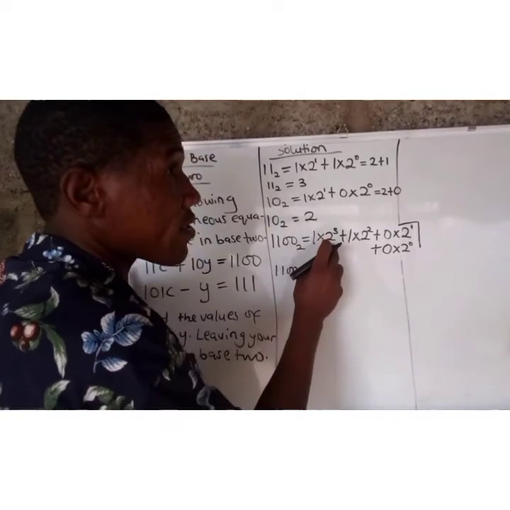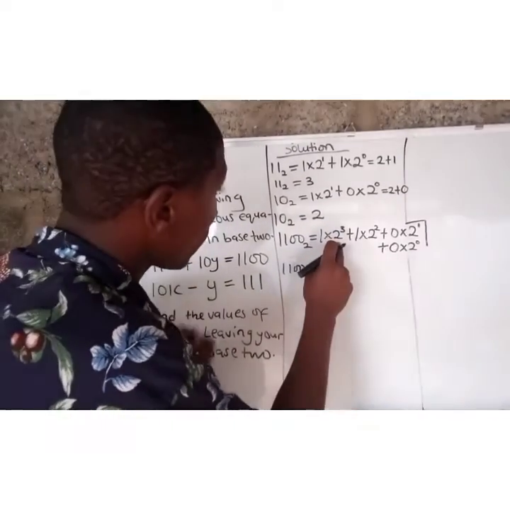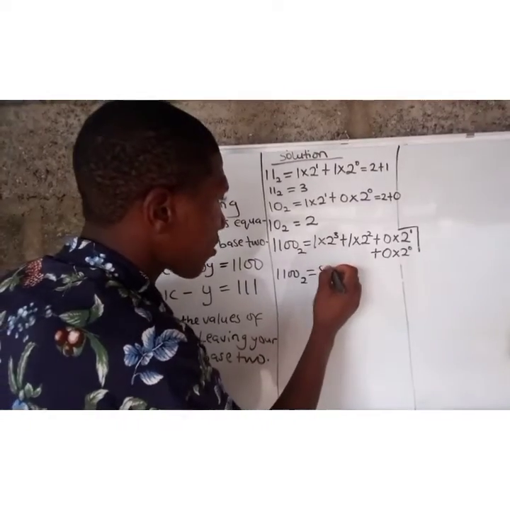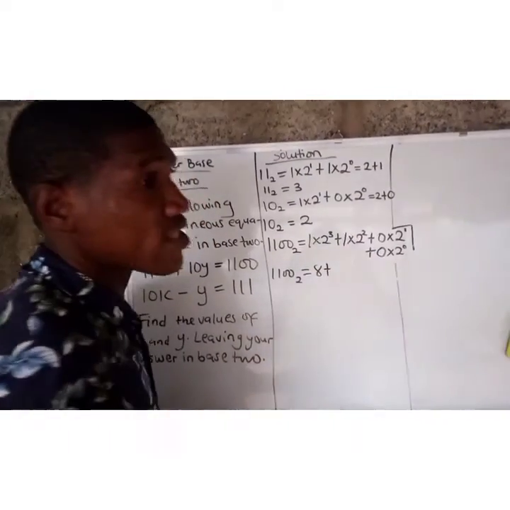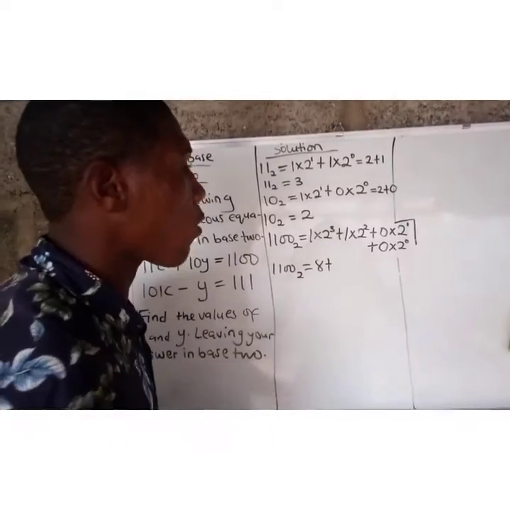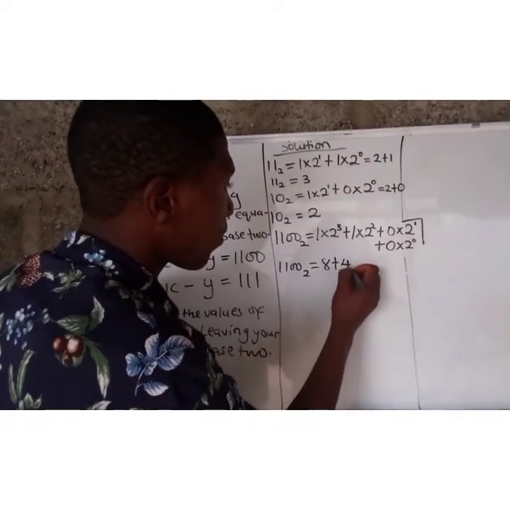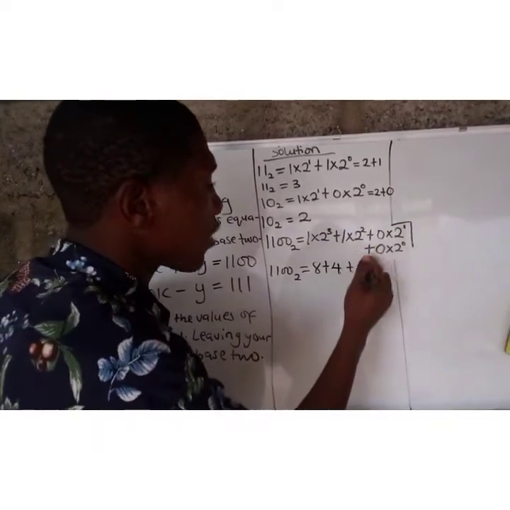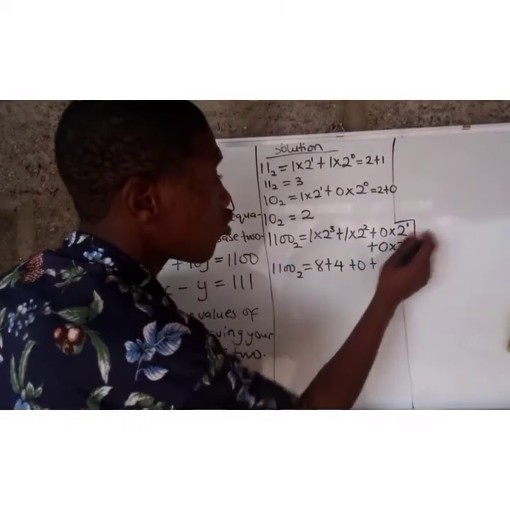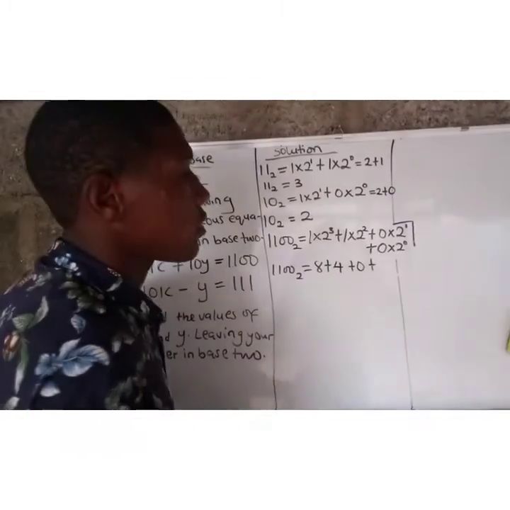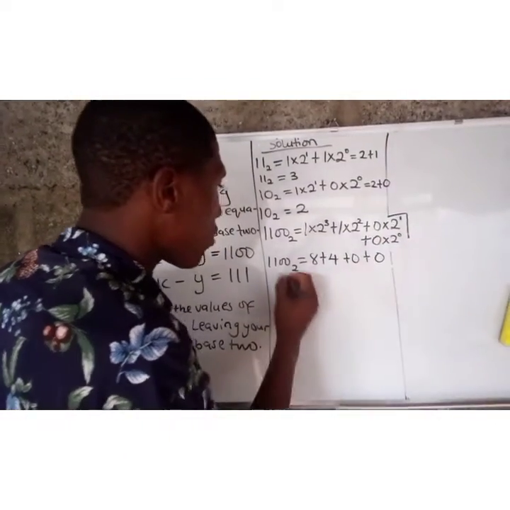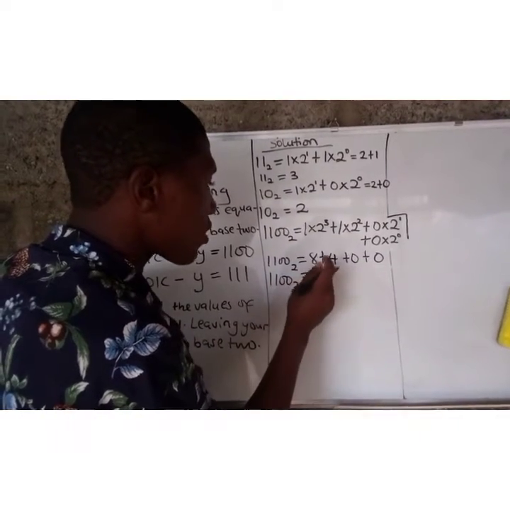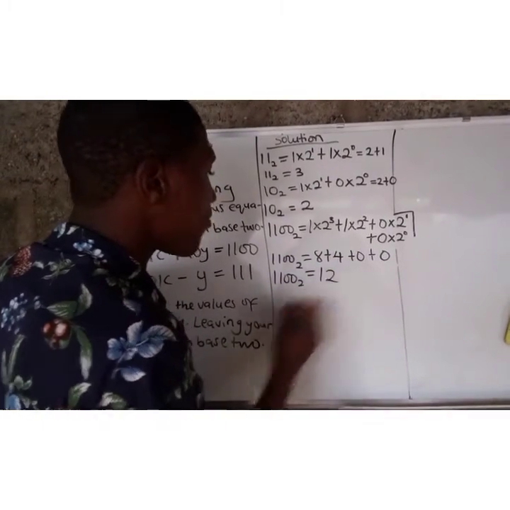2 raised to power 3 is the same thing as 2 times 2 times 2, which is 8. 8 times 1 will give me 8. Plus 2 raised to power 2 is the same thing as 2 times 2, which is 4. 4 times 1 is 4. Plus 2 raised to power 1 is the same thing as 2, times 0 will give me 0. Plus 2 raised to power 0 will give me 1, times 0 will give me 0. So we can say that 1100 in base 2 is equal to 8 plus 4, which is 12 in base 10.